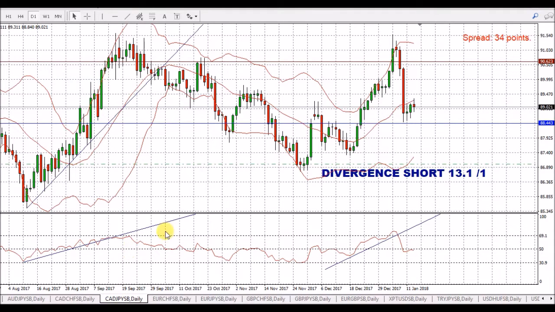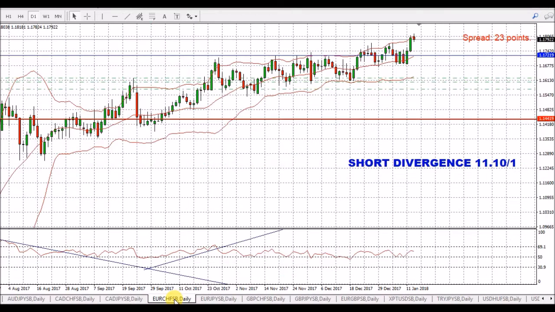Canadian dollar Japanese yen, a short divergence of 13.1, so that is fairly impressive. We are actually just below the 50 on the RSI, and I would like this to start moving down a bit further. Hopefully if the oil price falls off, we'll see more weakness unfold for the Canadian dollar, and we're looking for more strength on the yen, so that would be quite good.